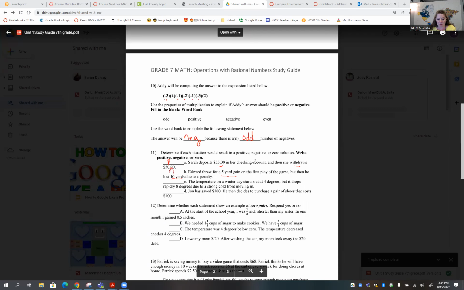He's lost 5 yards. The temperature on a winter day starts out at 4 degrees above zero, but it drops 8 degrees. So it's going to be colder than what it started. So that's going to be a negative. John has saved $100, but then he decides to purchase a pair of shoes that cost $100. So how much money does he have left? He has nothing left.